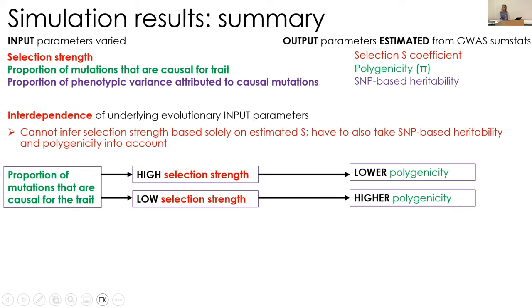A key thing that we found was the interdependence of the underlying evolutionary input parameters, such that the things that we can estimate from the real data can't just be interpreted on their own. You have to interpret them as a package. For example, if we did a simulation with the same proportion of mutations that are causal for the trait, with a high selection strength simulation and a low selection strength simulation, then the estimate of polygenicity would be different, even though the proportion of causal mutations was the same.